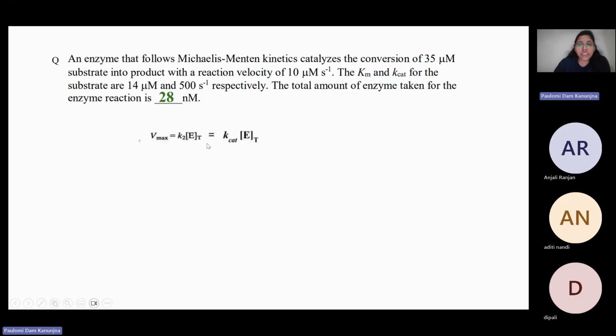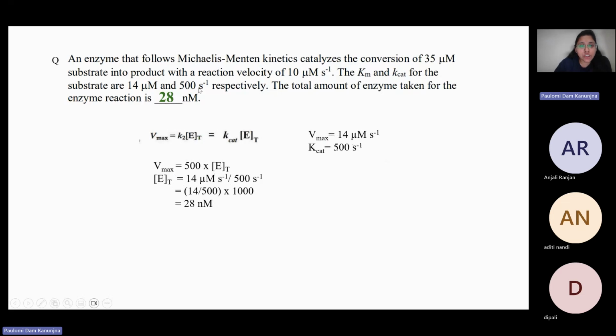Then we have Vmax, which is equal to Kcat into Et, where again we have Vmax in micromoles and we have Kcat. So we did that. Now Vmax we know, we have Kcat, we have Et. We did the calculation, but the answer should be in nanomoles. So we have multiplied it respectively and our answer is 28 nanomole. Is this clear? Yes, 0.028 micromole, which is 28 nanomole. Exactly that.